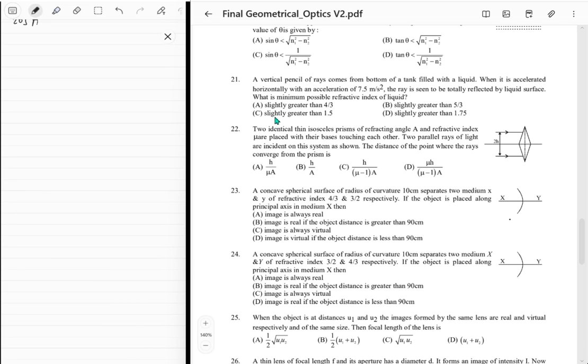The ray is seen to be totally reflected by liquid surface. Nope, just not doing it. 21 doesn't make any sense.